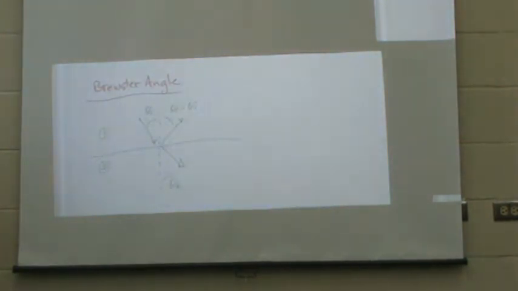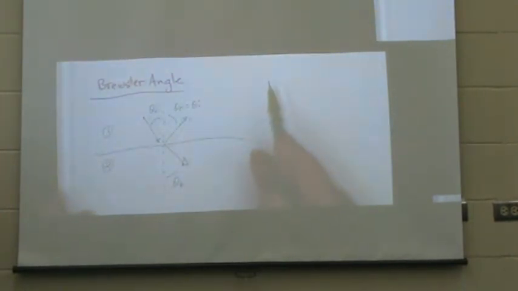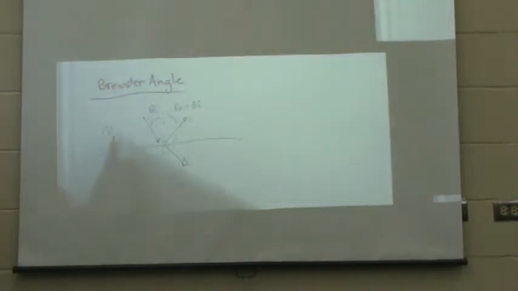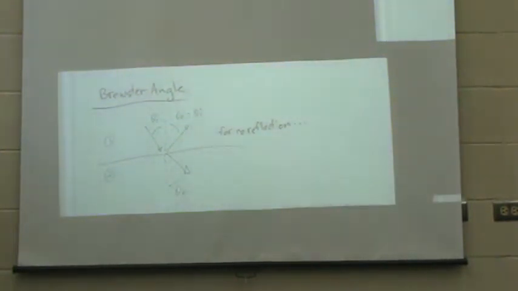And what I'd like to do is make it so that I don't have any reflection. Okay, so critical angle made total internal reflection. Brewster angle is going to be to make it so that there's no reflection. So that's useful. How on earth do we make that happen?